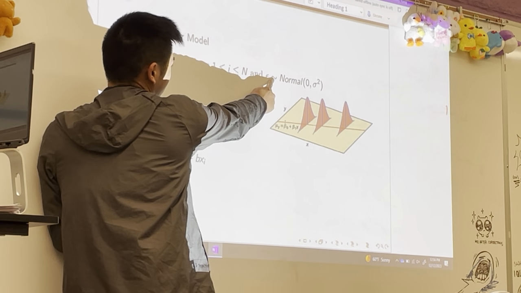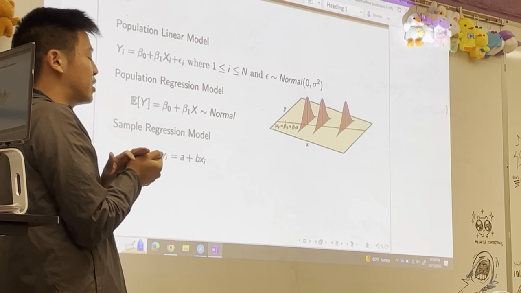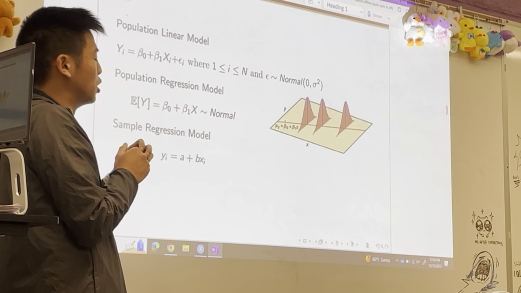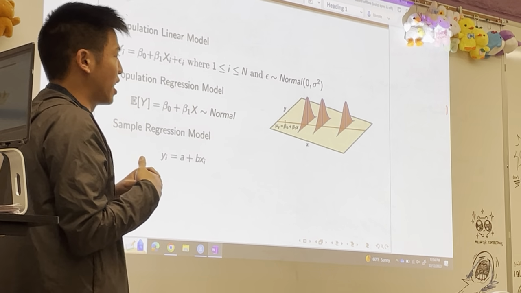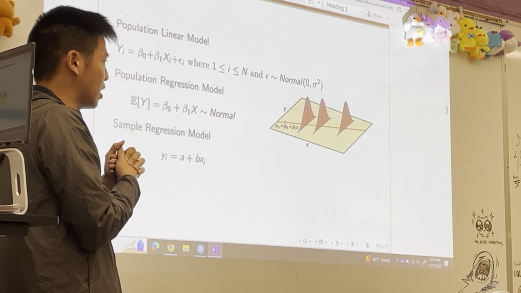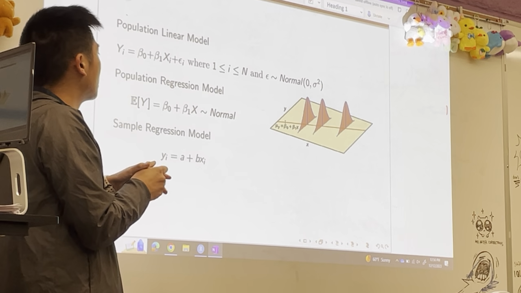But we assume that the errors are normally distributed with a mean of 0 and some variance. Sometimes you can also say that the variance could be 1, but you just divide by sigma squared, or by sigma, and then you get that to be standard normal. So you could always go back and forth.